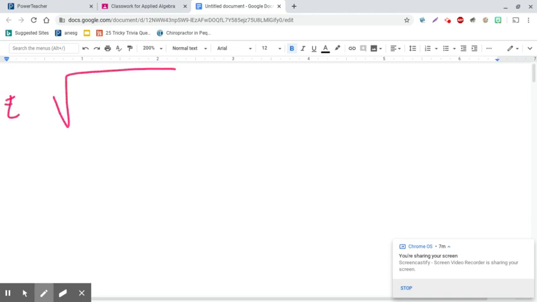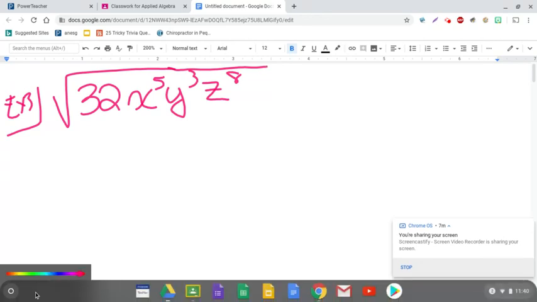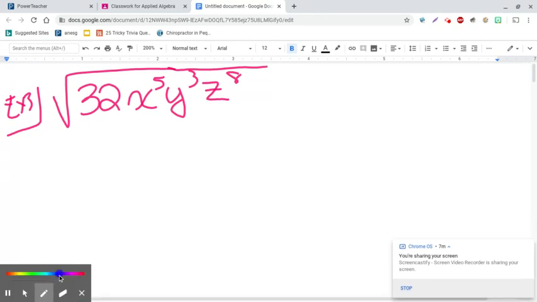This is example 3. Okay, square root of 32x^5y^3z^8. First thing we're going to do, guys, break down your 32. 32 is even. I want to put 2 into it.